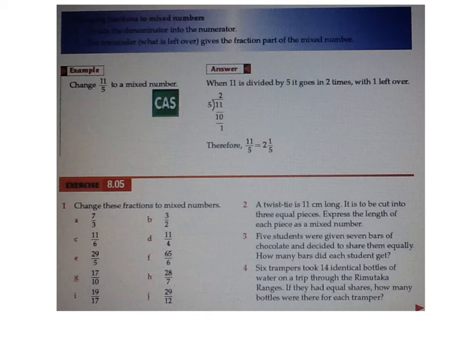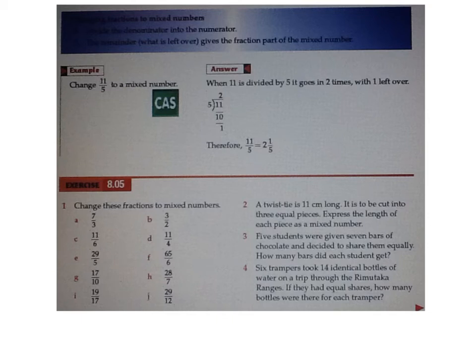The blue box at the top might be a bit unclear to you. I see the photograph hasn't come out very well, but I'll read it for you. It says, changing fractions to mixed numbers. First step, divide the denominator into the numerator, so that's the number below, into the number above. And the second part of the operation, the remainder, what is left over, gives the fraction part of the mixed number. So do have a look at the example there. Best way to learn is to have an example.